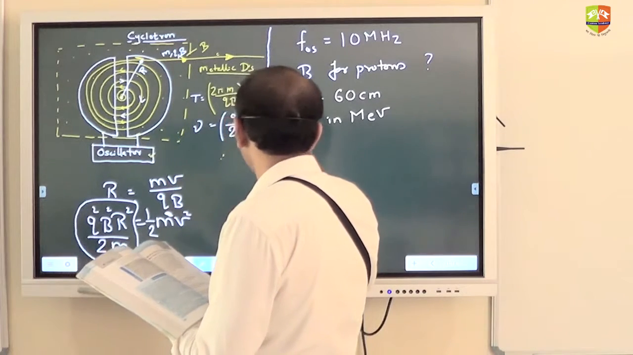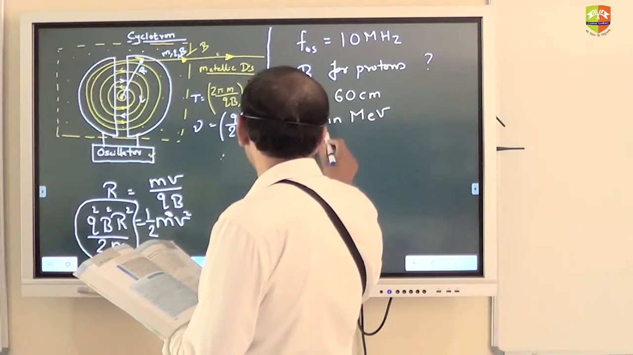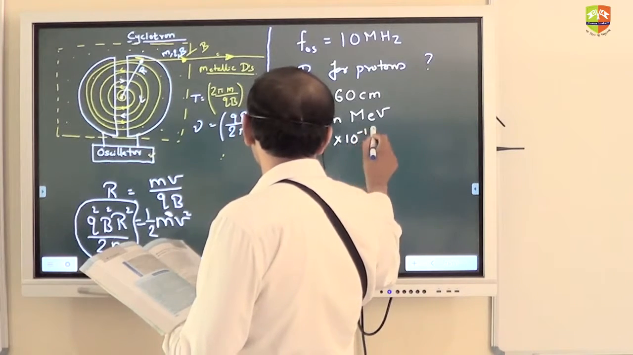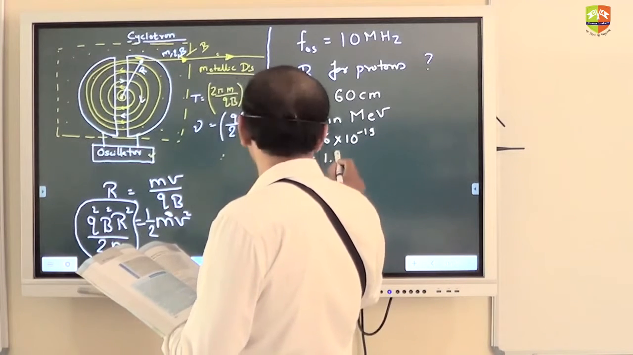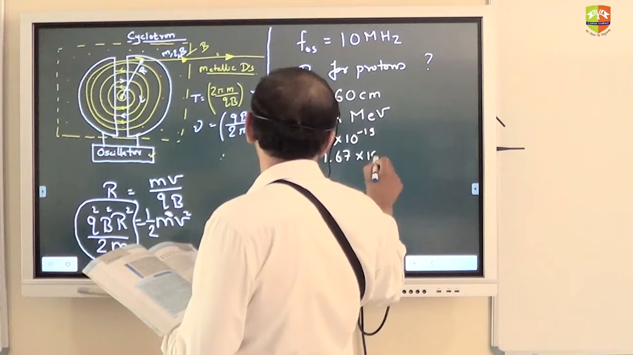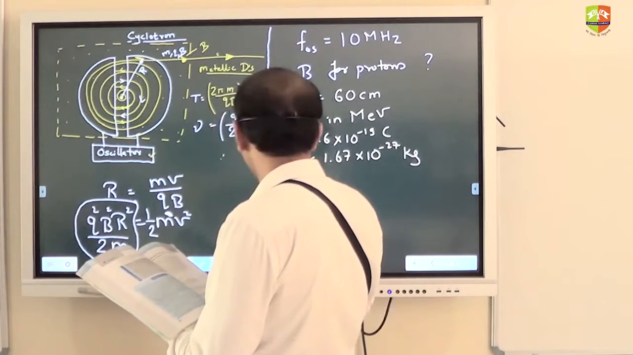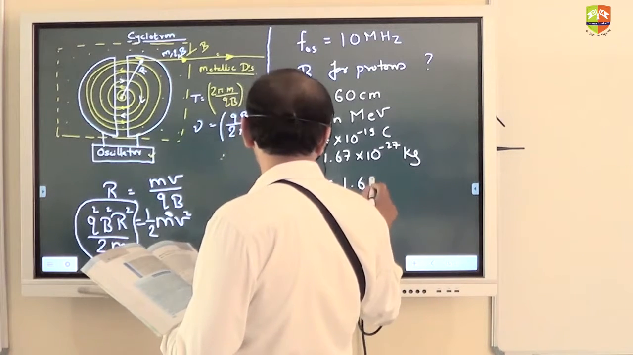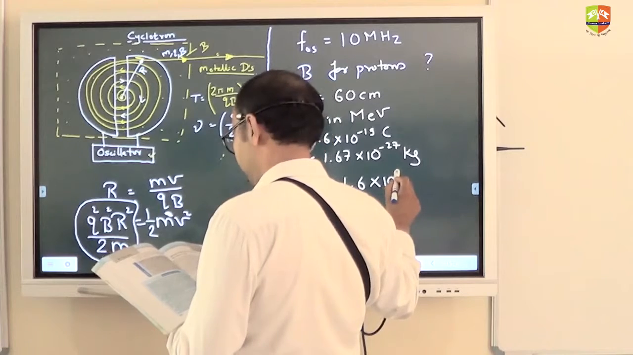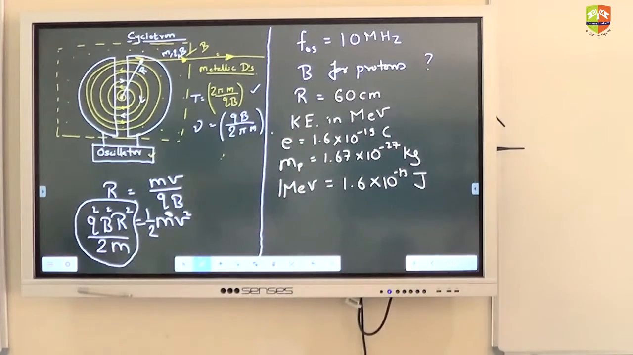Okay, for the proton that gets generated out of this cyclotron, the charge of a proton is this. Mass of a proton, all in SI units, and one MeV is also given, that is for you. Find out how many MeVs.